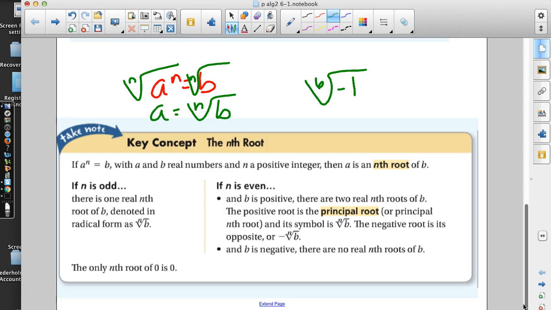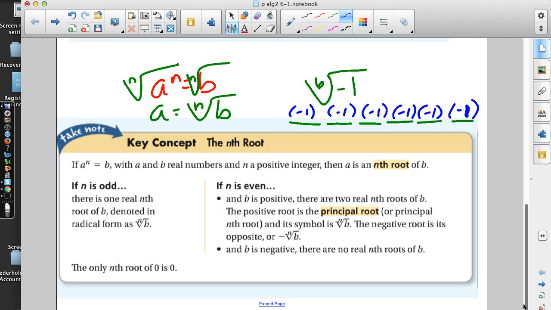Sixth root of negative 1. They're saying there's no number I could put in those slots, multiply it together, and get negative 1. Well, let's check that out. That's negative 1. Couldn't we put negative 1 in all of these slots? Wouldn't that give me negative 1? Why not? It's going to be positive.